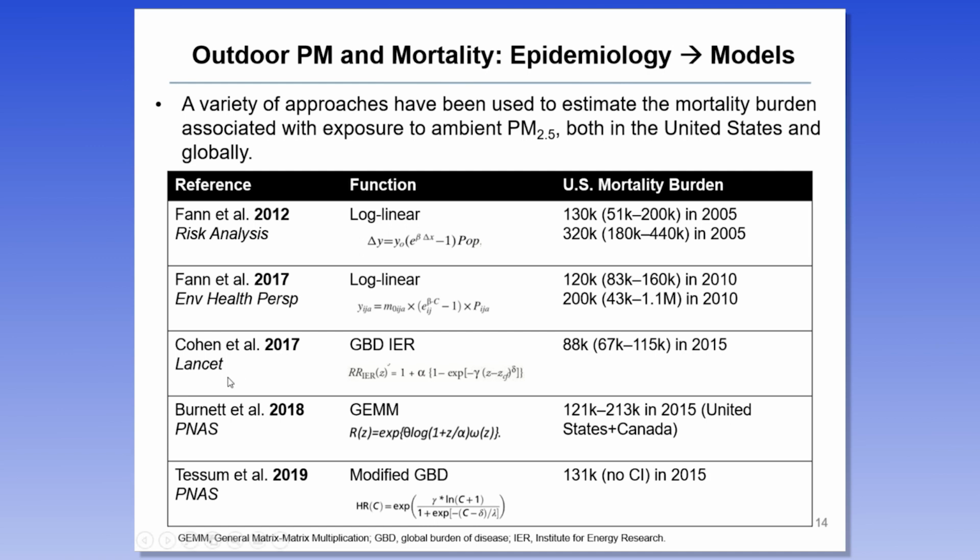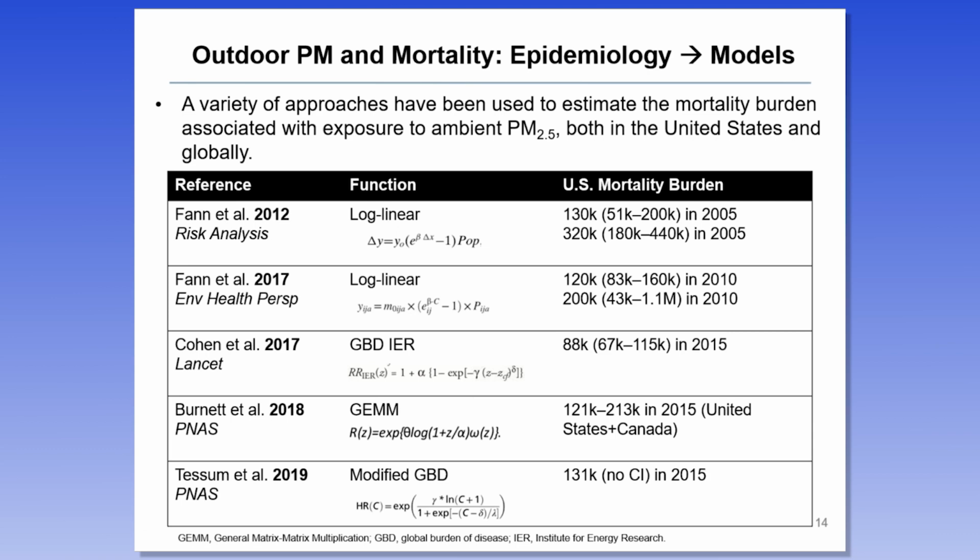Now, more recently, in 2017, Cohen et al. published a paper using what's called the Global Burden of Disease Integrated Exposure Response Function. They published this in The Lancet to estimate mortality risks associated with outdoor PM2.5 exposures across the world, including the United States. Basically, it's a very similar function. Sorry for putting some of these equations on, but it's important for telling our story.